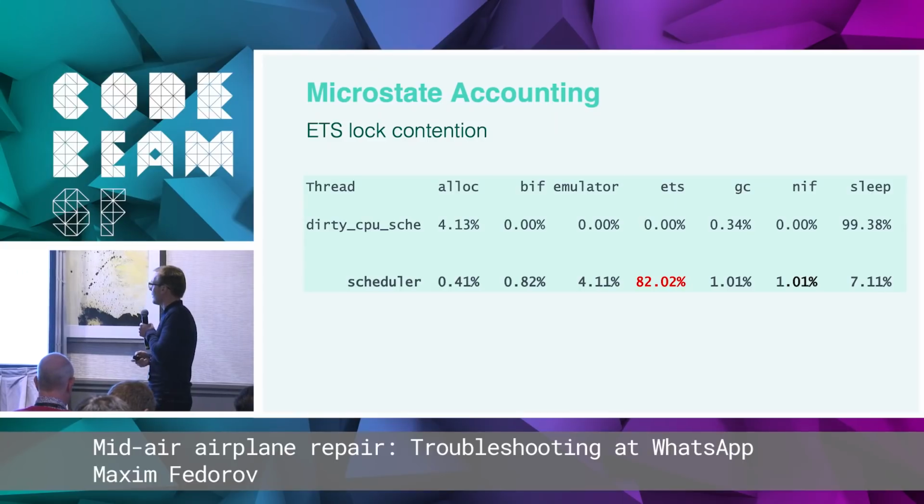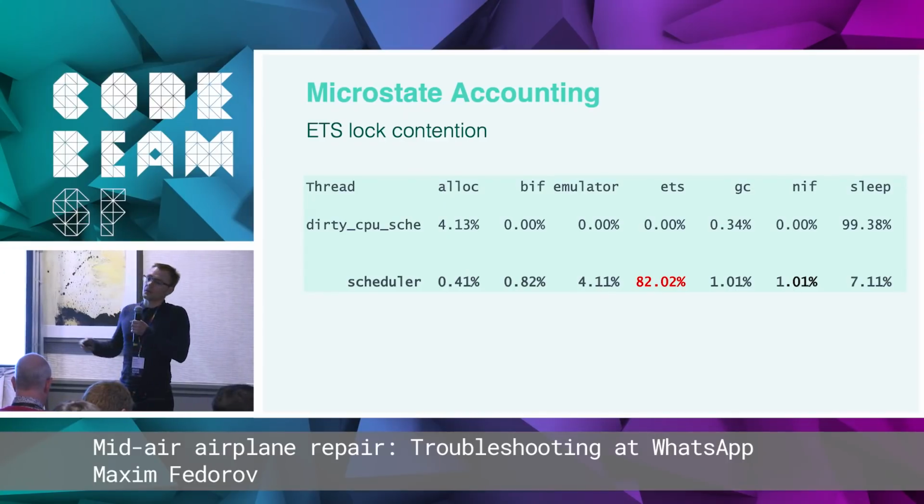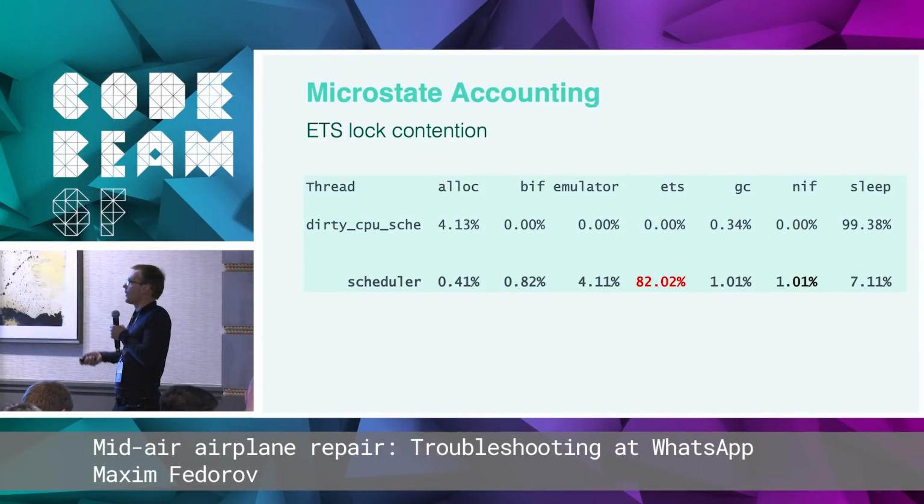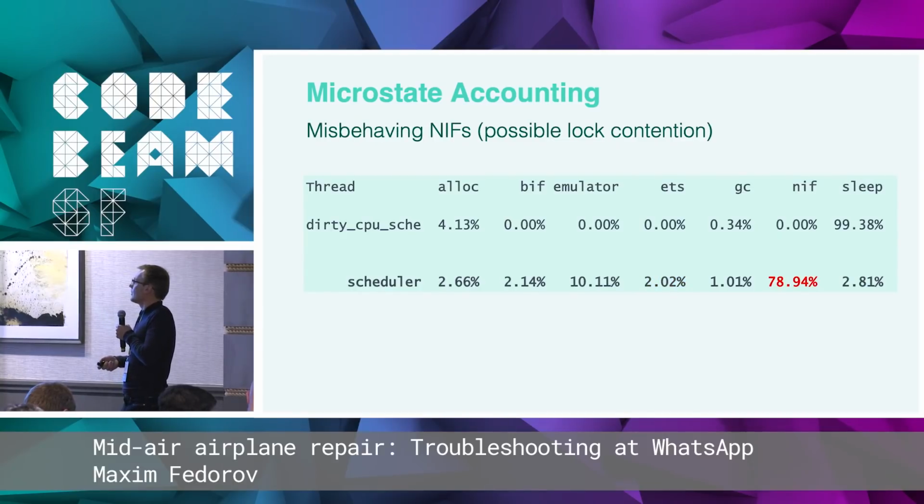And if we see that there is a problem with an ETS table, it's generally ETS table contention, when there are too many processes accessing the same table, writing and reading data from there. This is how it looks. And then we know that, yes, that's the problem. But sometimes we see this, and that means there is most likely lock contention somewhere within a NIF function.